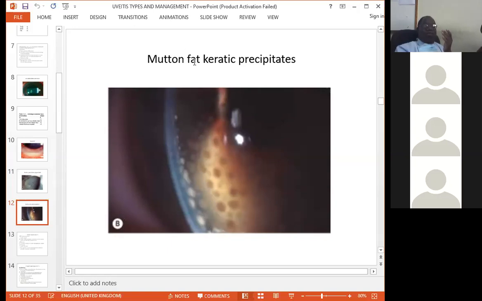So these are referred to as the mutton fat keratic precipitates. Not that they are really mutton fat. They look like mutton fat, white sort of. So they are not actually mutton fat. That's the point you must know.